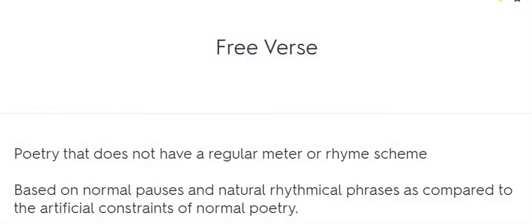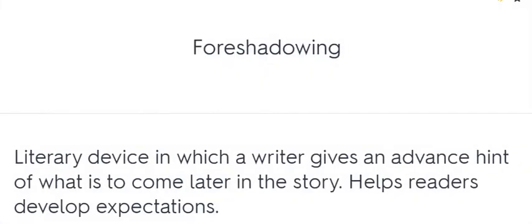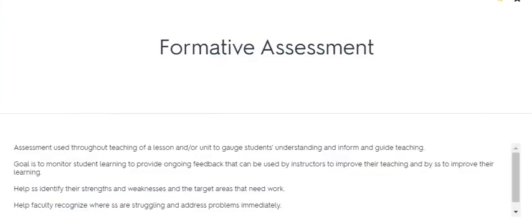Free verse. Poetry that does not have a regular meter or rhyme scheme, based on normal pauses and natural rhythmical phrases as compared to the artificial constraints of normal poetry. Foreshadowing. Literary device in which a writer gives an advance hint of what is to come later in the story, helps readers develop expectations. Formative assessment.